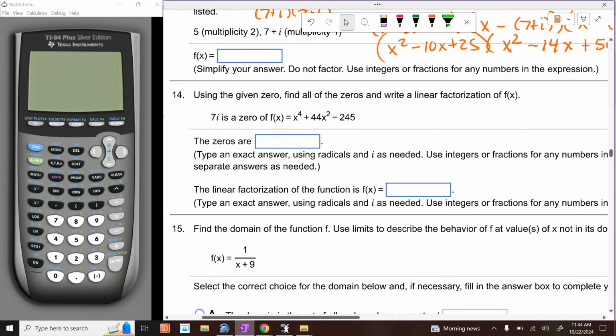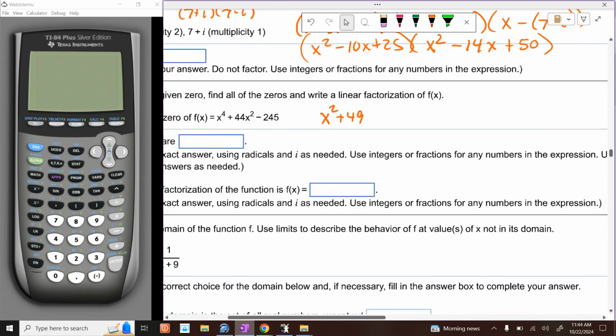They say 7i is a zero of that function. So what are your zeros? Well, 7i is a zero, negative 7i is a zero. So what's the sum of 7i and negative 7i? 0. What's their product? 49i squared. So x squared plus 49 is the function you get from those two.